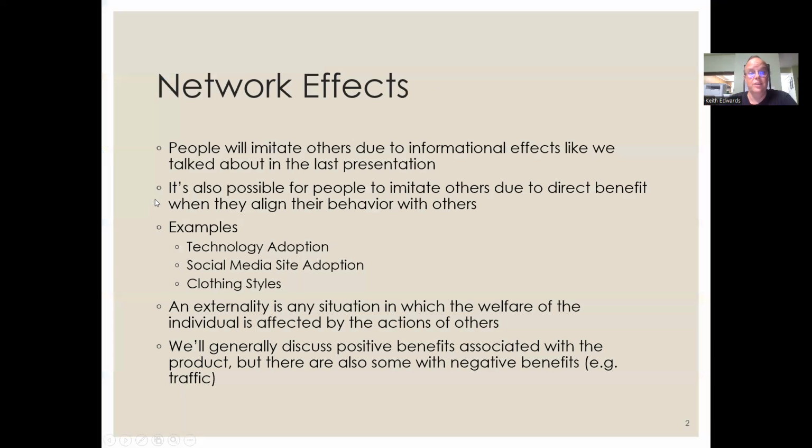So, let's start by recapping last chapter with the marbles, where we had informational effects that basically ended up in cascades that allowed us to imitate the behavior of others. It's also possible for people to imitate others due to some direct benefit when they align their behavior with others. So, for example, technology adoption, an operating system. If everybody's using that operating system, or a significant group of people are, then that certainly helps, and it gives a benefit because there's more information out there on the OS, better support.